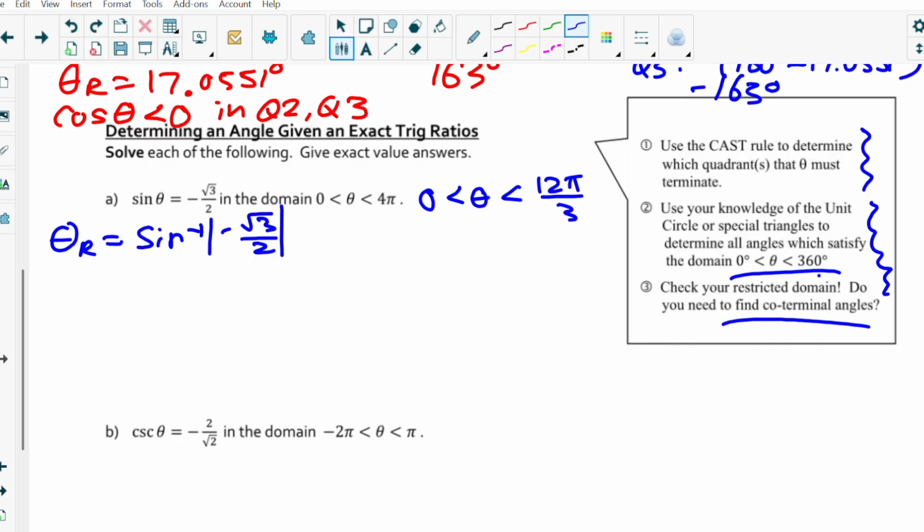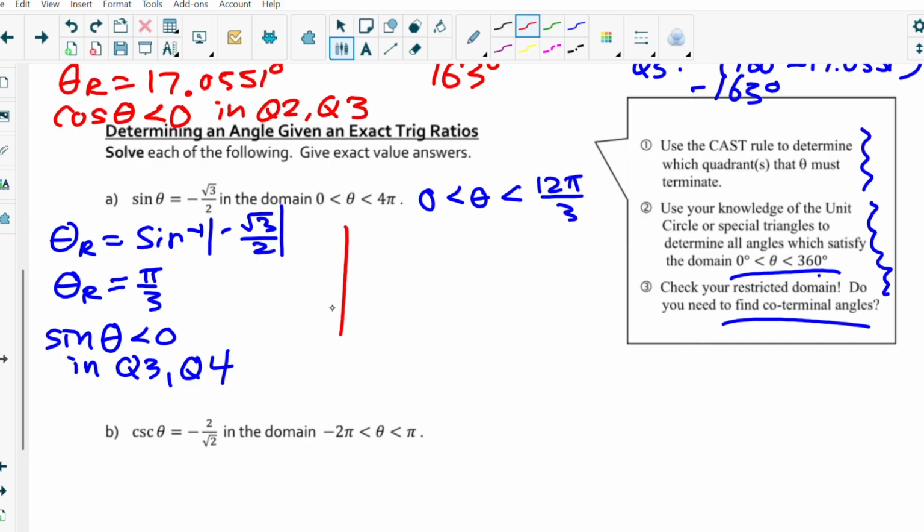Okay. What angle can you think of where the sine ratio is negative square root of 3 over 2? What reference angle? Or positive square root of 3 over 2, because we take the absolute value. Well, if I think about it, a y value, the long side of that triangle, that is pi over 3. Okay? Sine of theta is less than 0 in quadrant 3 and quadrant 4. Okay, so let's map it out.